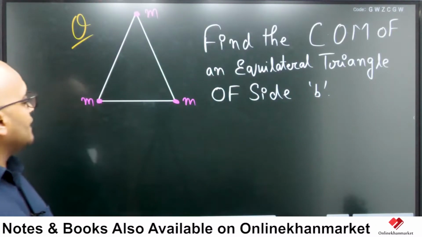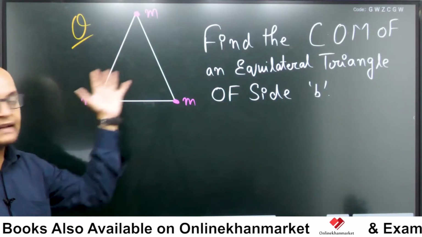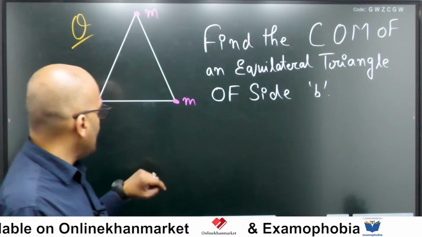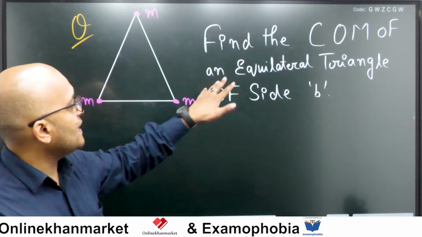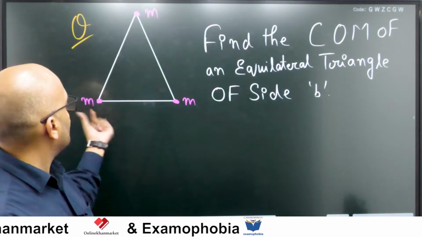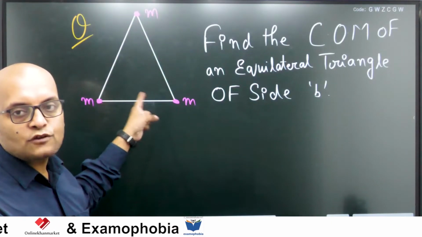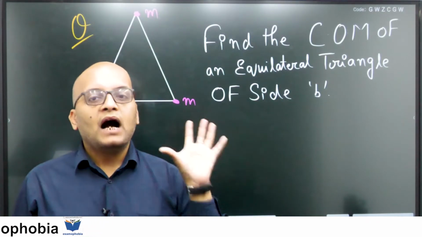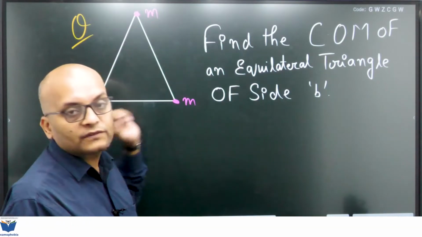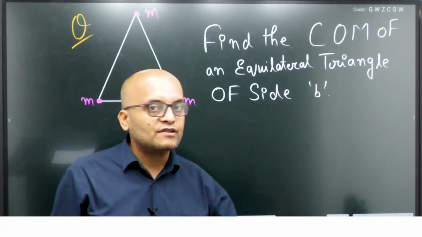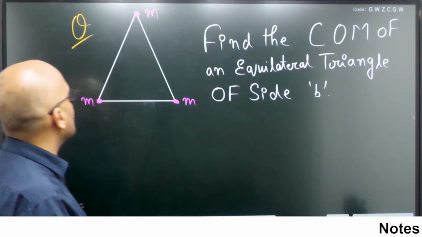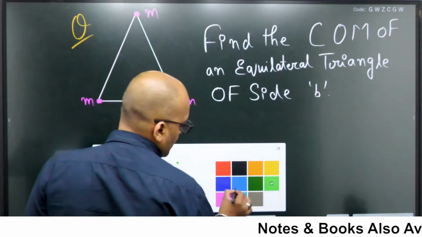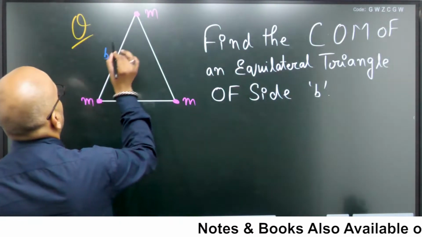Okay. Now as you can see, a triangle is given to us. In the question, it is saying that we have to find the center of mass of this equilateral triangle. 3 masses m, m and m are kept at the vertices of this equilateral triangle. And the side of the triangle given to us is b. Right? So b is the side of the triangle.